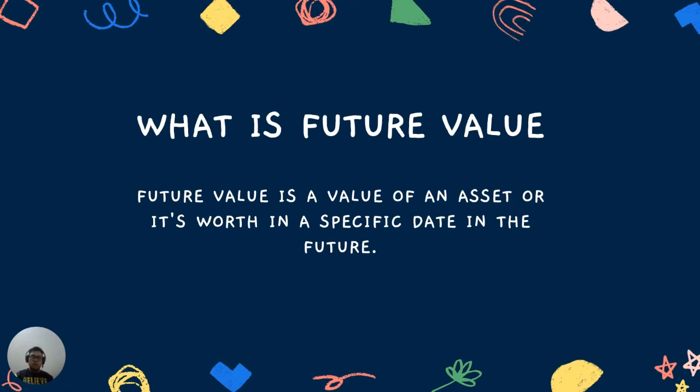Let's say I have 500 ringgit and I save it inside my savings account. After 2 years, the amount inside my savings account is not 500 anymore because interest has been added. So the amount will increase in the future, after 2 years. The amount in the future, that is what we call future value.